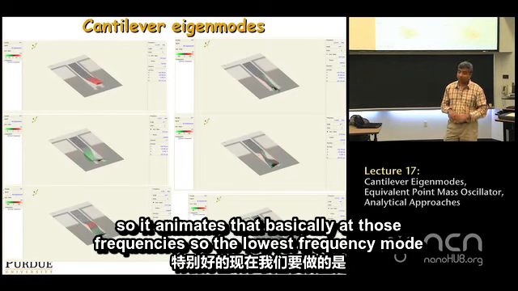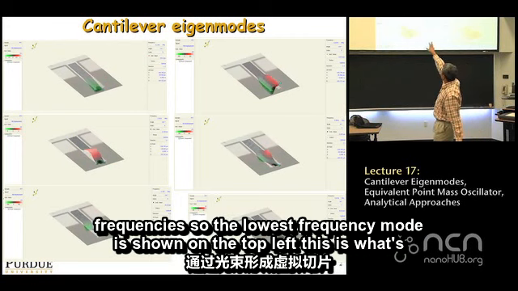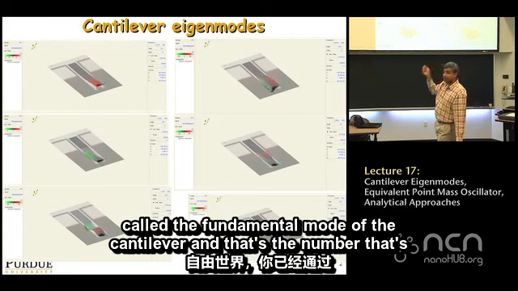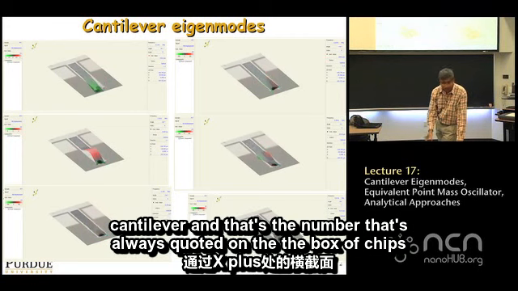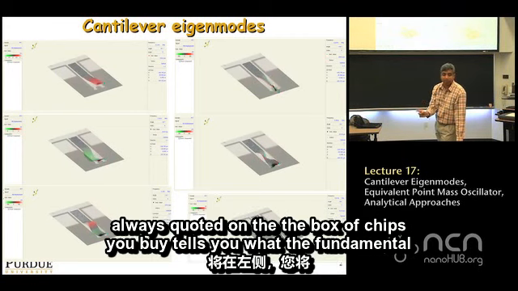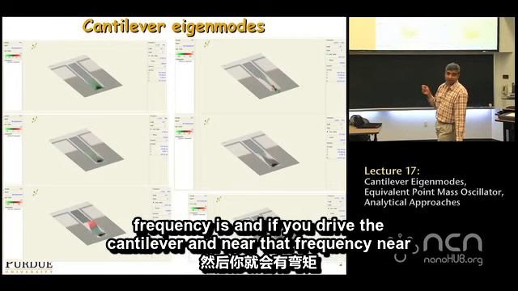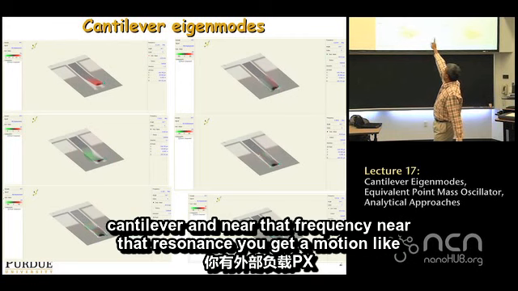So the lowest frequency mode is shown on the top left. This is what's called the fundamental mode of the cantilever, and that's the number that's always quoted on the box of chips you buy. It tells you what the fundamental frequency is, and if you drive the cantilever near that frequency, near that resonance, you get a motion like that.